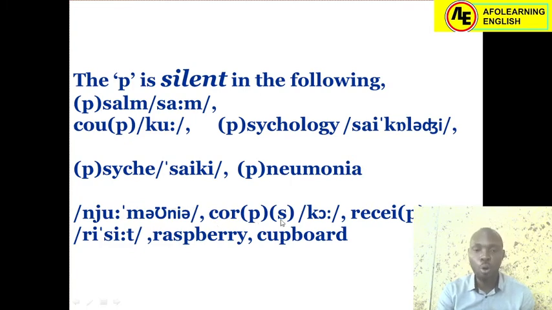We have coup. Now, if you look at this word coup, it ends with letter P, but surprisingly, the final letter is not pronounced. Can I repeat that? The final letter is not pronounced. So this word is pronounced as coo. And we have receipt, receipt. The letter P in receipt is also silent. We have raspberry, raspberry, and we have cupboard, cupboard.